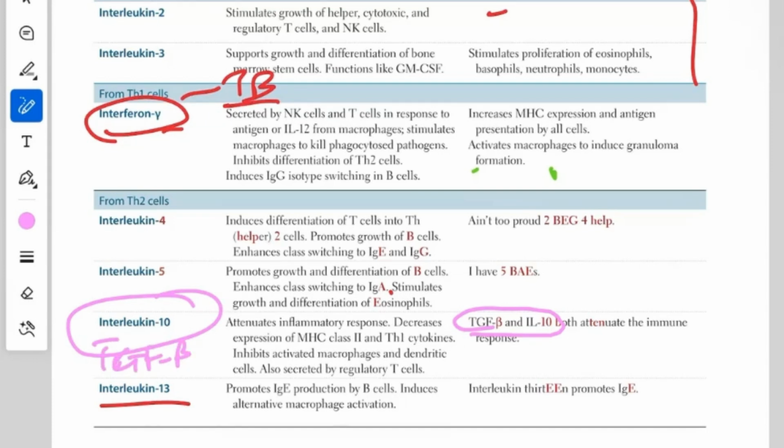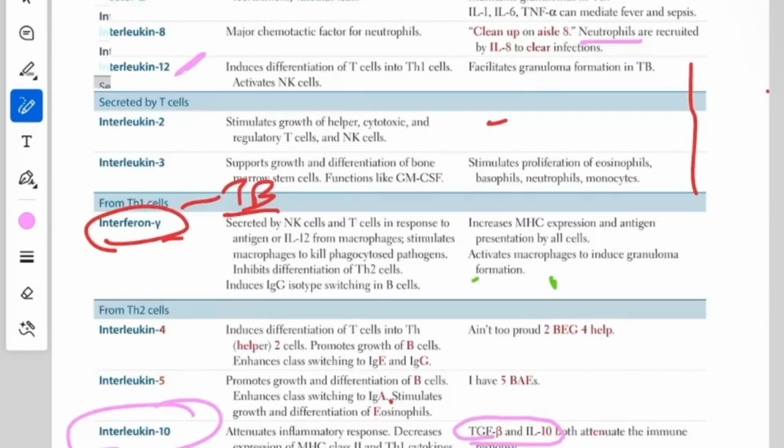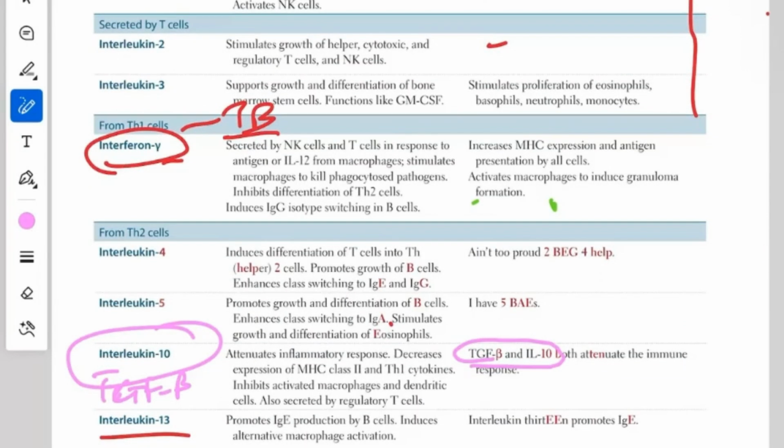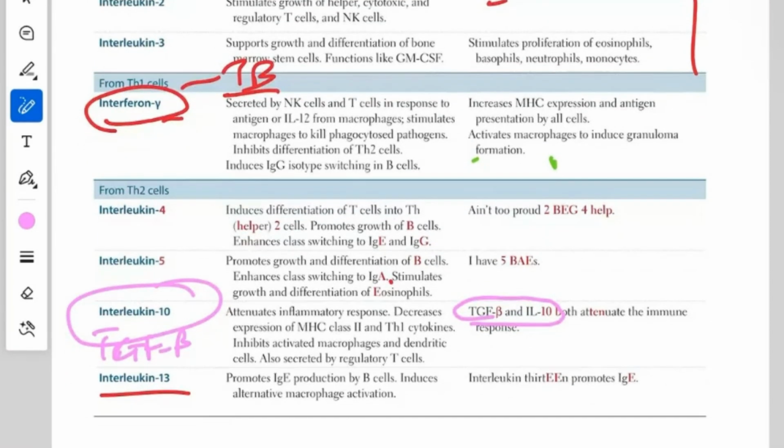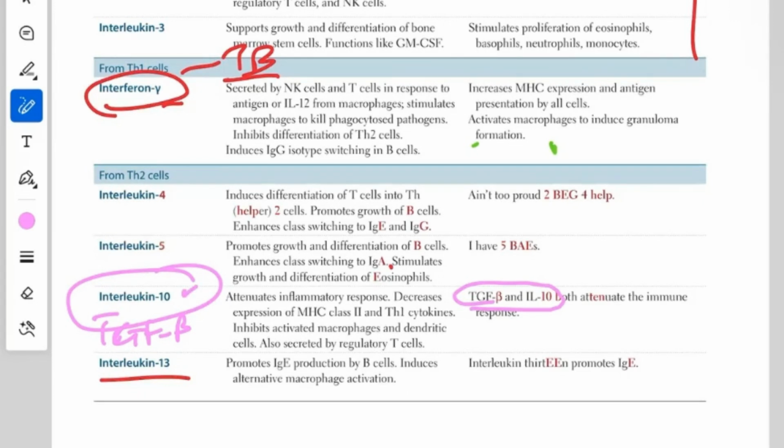There are other ones, but for the sake of Step 1, there are two important anti-inflammatory cytokines. Every other thing you see on this table stimulates some form of inflammation, whether it's against bacteria, parasites, TB, cancer, or whatever. But these two are anti-inflammatory. So what would they do? They would dampen the immune response. That's all you need to remember.